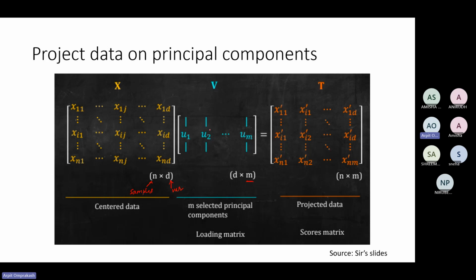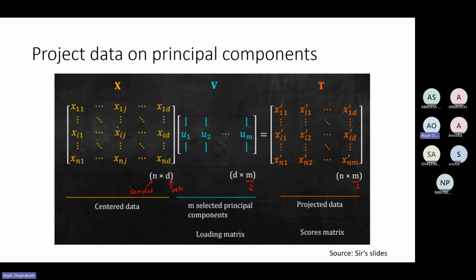If we multiply these two, this is n cross D and this is D cross m. If we do matrix multiplication, we'll get something which has the dimensions n cross m. Let's say here m was 2. So now what we get here is n cross 2. So we have the same number of samples, but now they are represented in 2 dimensions instead of D dimensions. This is represented by the matrix T. So we have the relation X times V is equal to T, where X is our centered data.